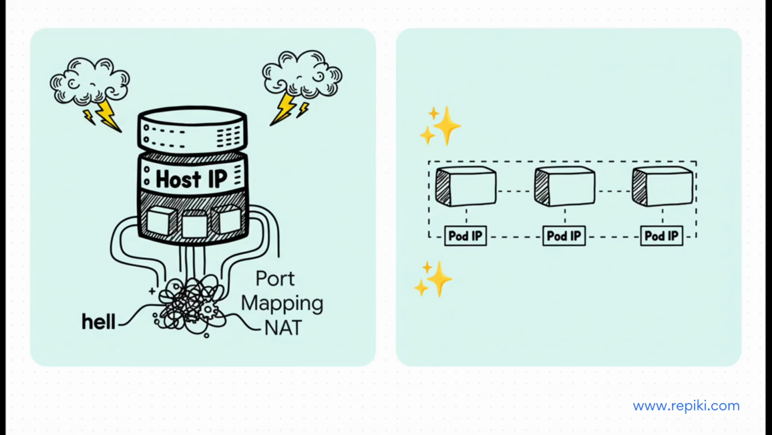But then, look at the right. That's the Kubernetes model. It's clean, it's simple, it's flat. Every single piece of your app gets its own unique network identity.